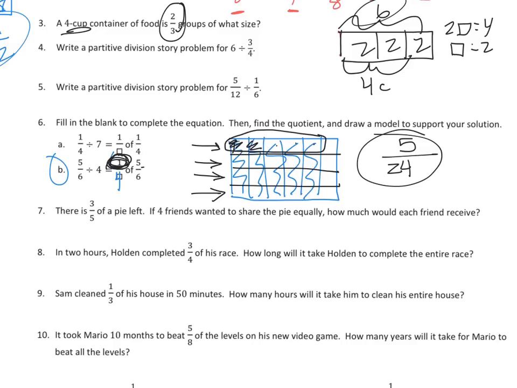And I could do that by multiplying out because I know "of" means multiplication. 1 times 5 is 5. 4 times 6 is 24. So the multiplying works, and then the diagram supports it.